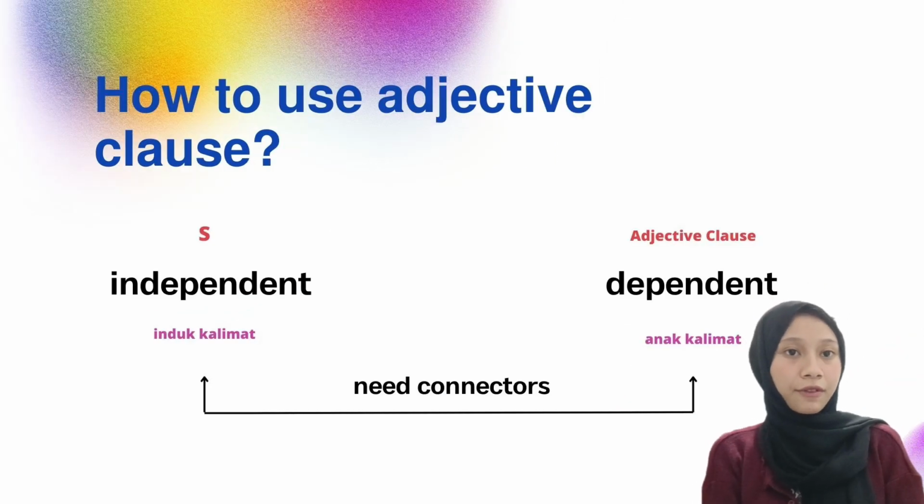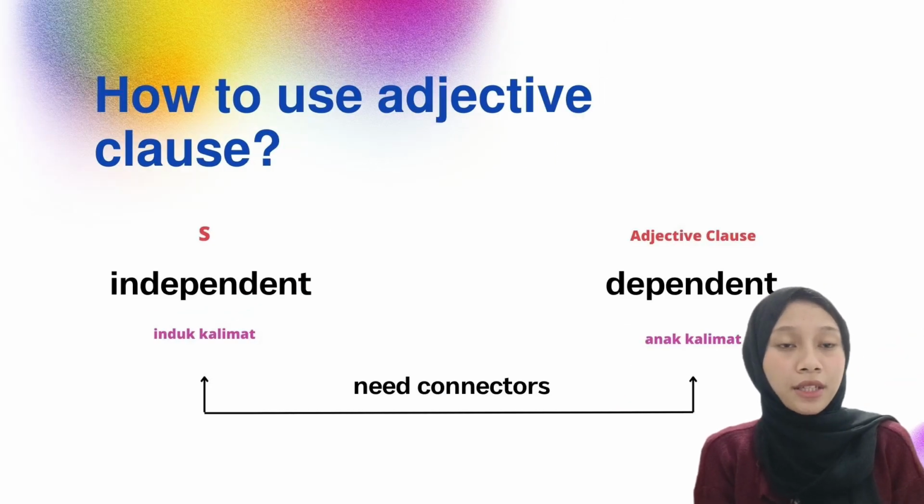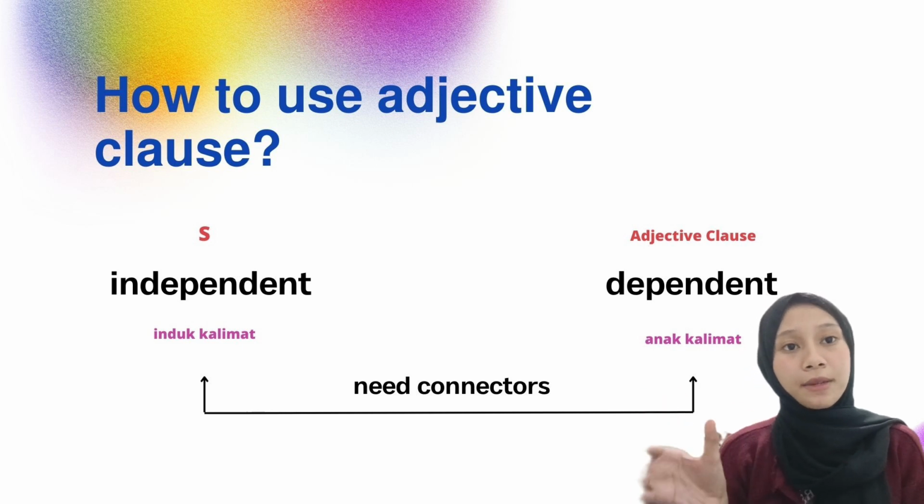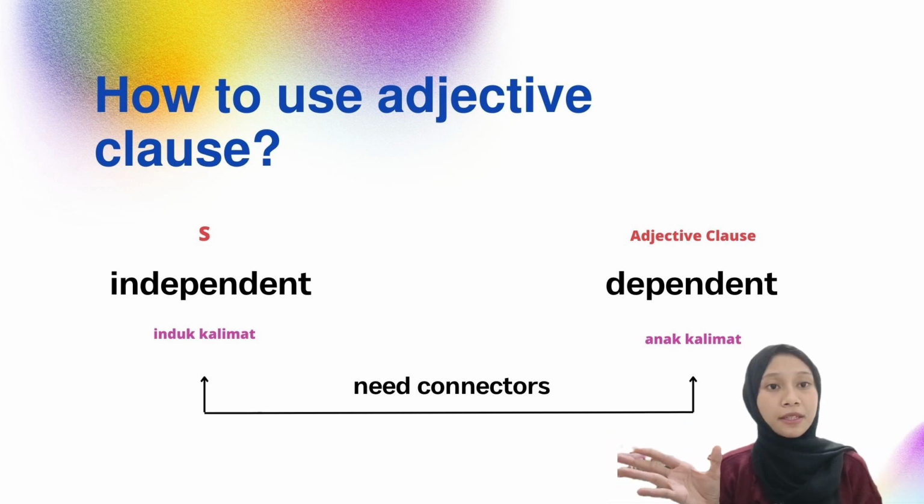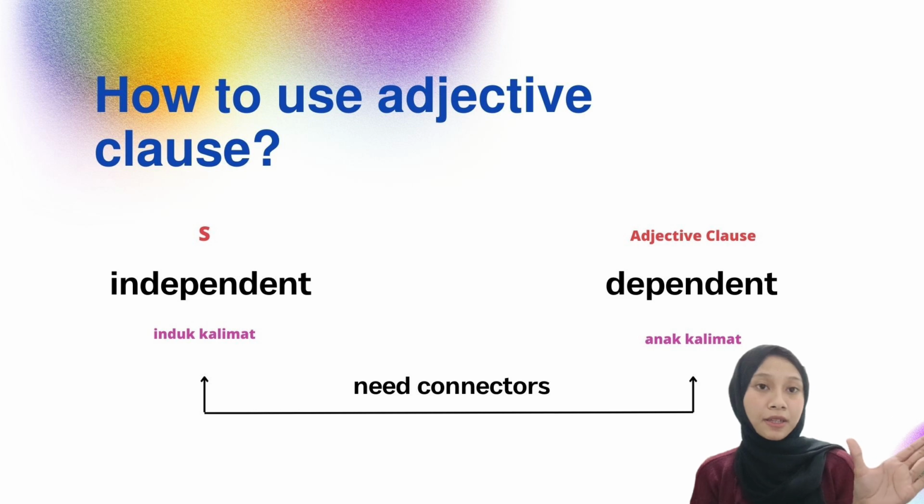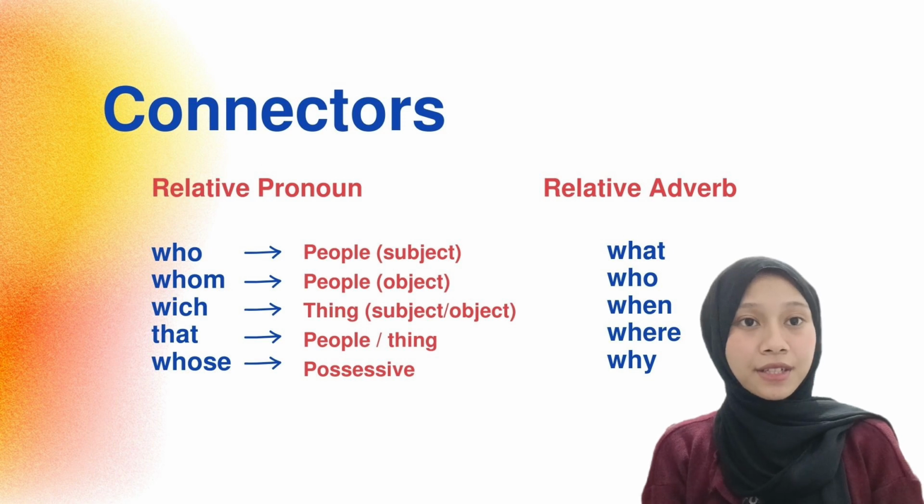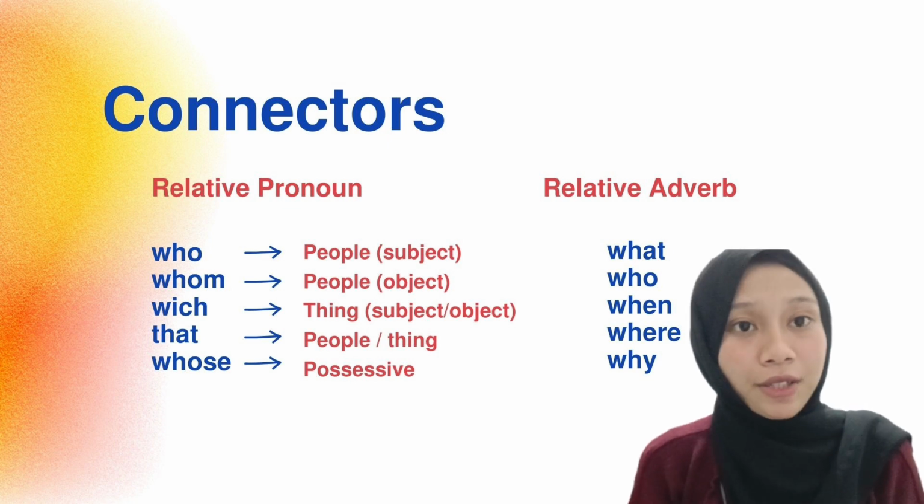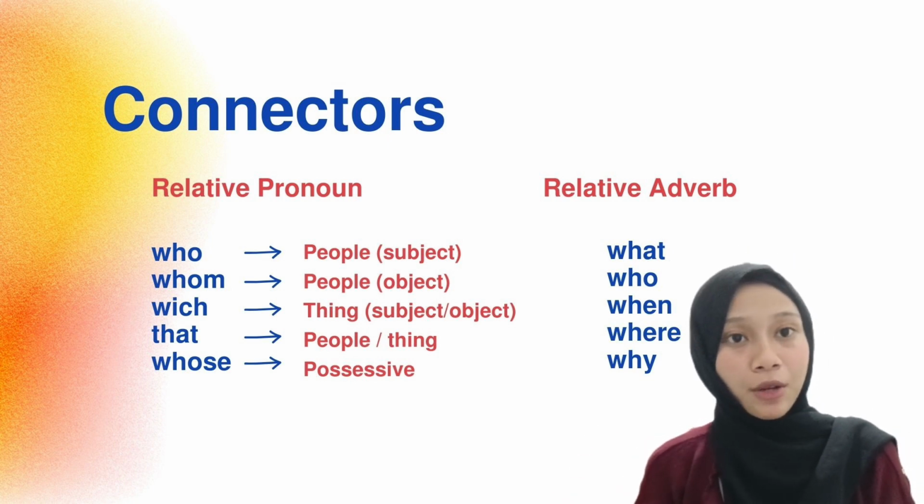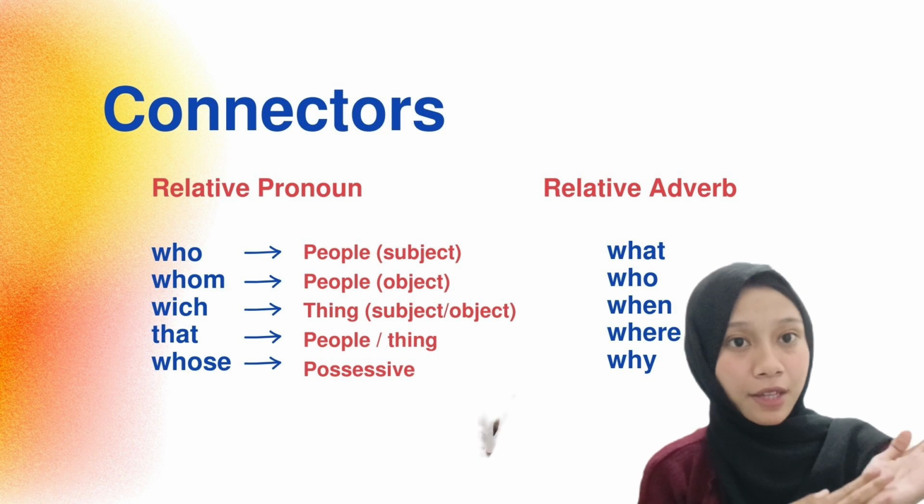How to use adjective clause? Adjective clause consists of independent and dependent. Independent as a subject and dependent as an adjective clause that will describe the subject. To combine independent and dependent, we need connectors. There are two types of connectors that we can use to make an adjective clause. The connectors are relative pronoun and relative adverb.